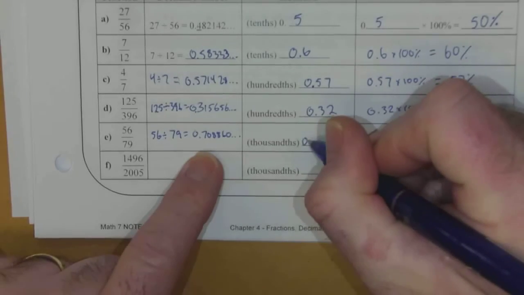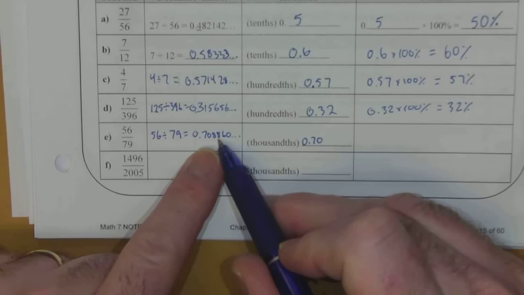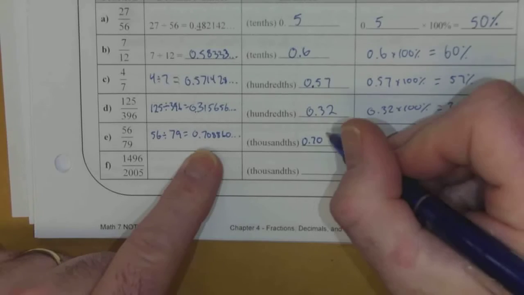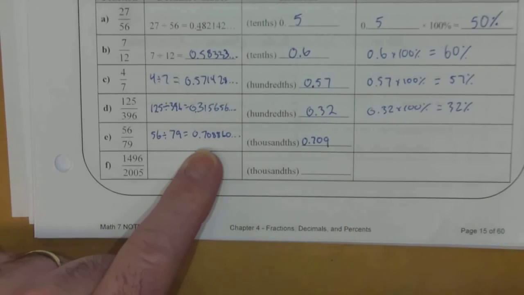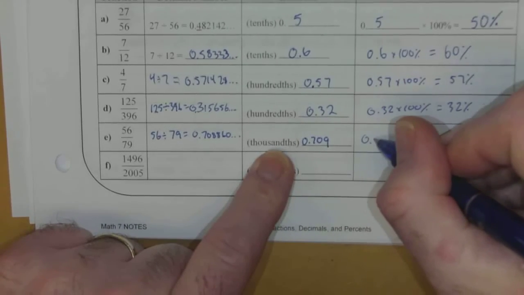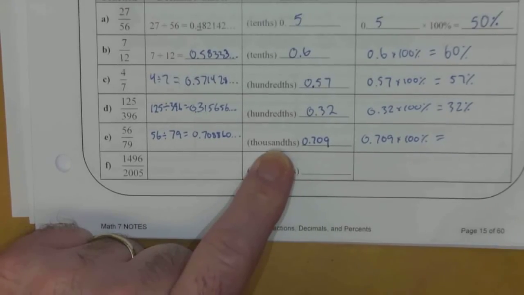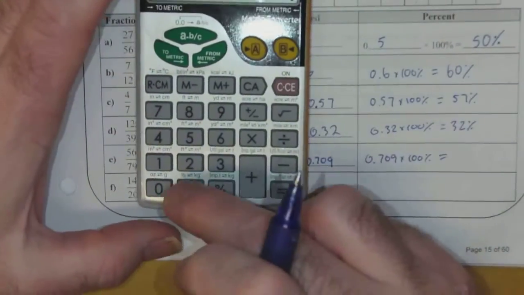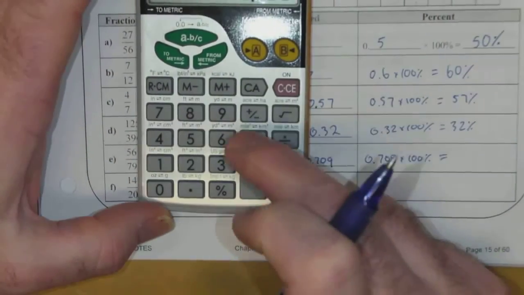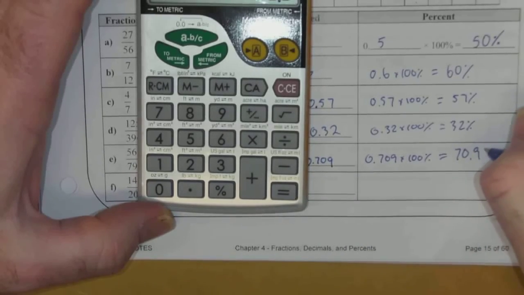So we're going to keep 3, then I'm going to write the first 2 down. Third one is an 8, fourth one is also an 8. So that fourth one tells us that we have to increase this 8 to a 9. So 0.709 is our answer rounded to the nearest thousandths. Now we take that 0.709, multiply that by 100%, and if we do that, 0.709 times 100 is 70.9%.